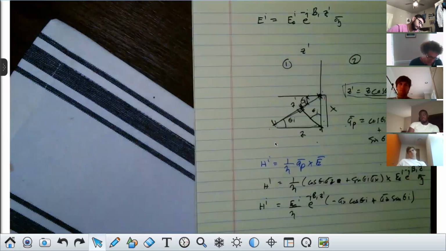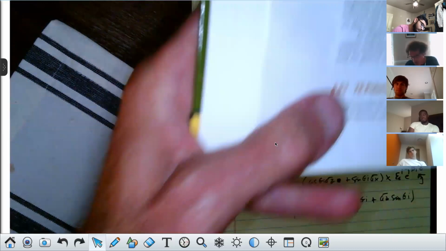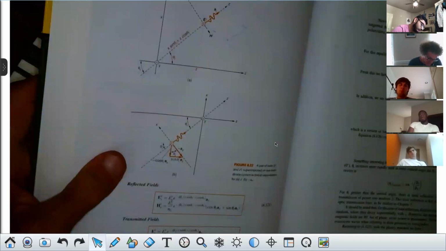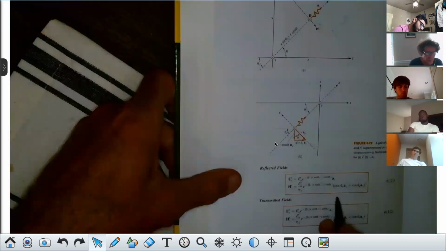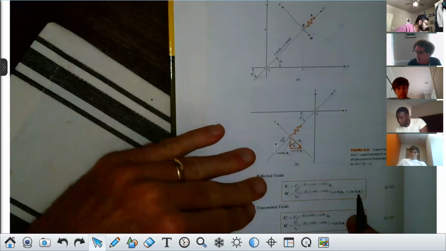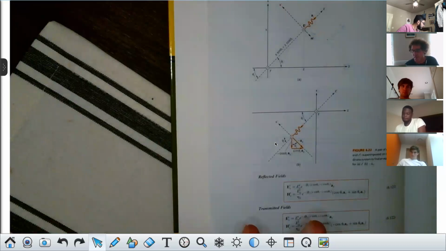Anyway, that's H incident. Now, when I keep going on this, and I'm trying to manage time here, when I get the reflected fields, can you all see them in your book? 6.121. I want you to just hang on now. If this is too abstract, it'll get real in a second.